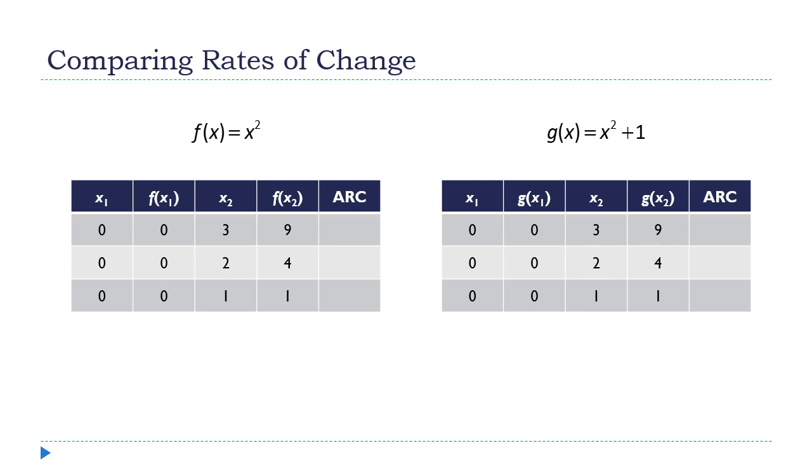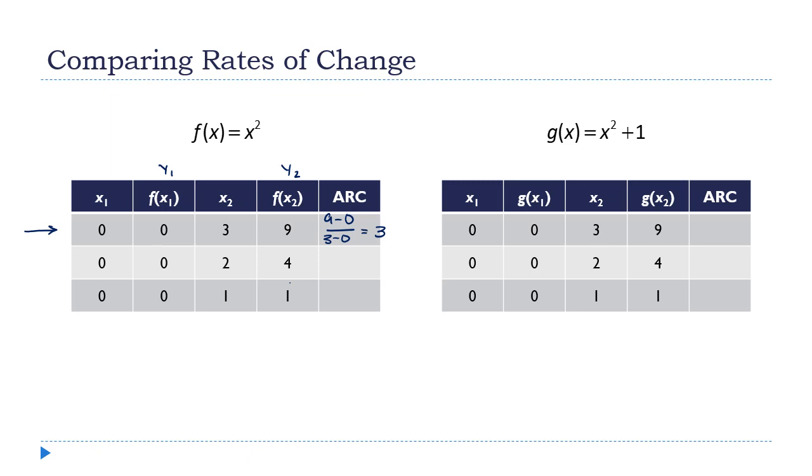So now we can find the average rates of change using the slope formula. For example, looking at the first row in the f of x table, the result would be 9 minus 0. That's the difference of the functions. Those are the y values. Divided by 3 minus 0, which is 9 divided by 3, or just 3.